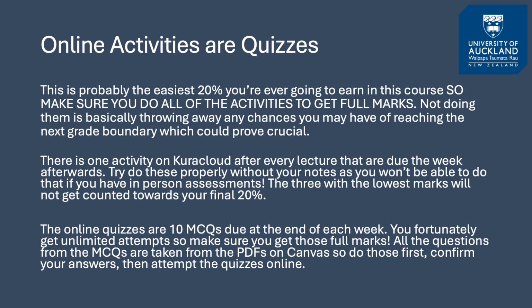Okay, now looking at the online activities and quizzes. This is probably the easiest 20% you're ever going to earn in this course, so make sure you do all of the activities to get full marks. Not doing them is basically throwing away any chance you have of reaching the next grade boundary, which could prove crucial. There is one activity on Coral Cloud after every lecture that is due the week afterwards. Try to do these properly without your notes, as you won't be able to do that if you get in-person assessments. The 3 with the lowest marks will not get counted towards your final 20%.